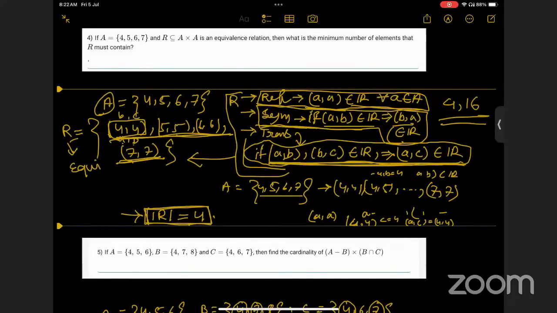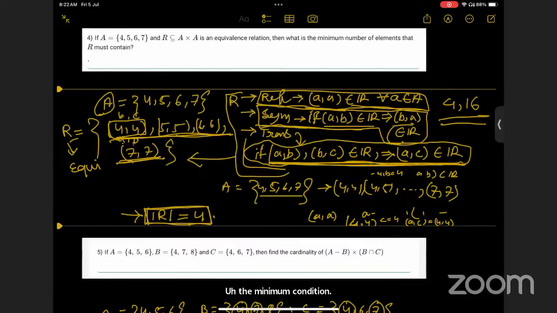Yeah, you can unmute yourself now. Ma'am, as you said, reflexivity is the minimum condition for equivalence. So hence we have taken the terms as 4, 4, 5, 5, 6, 6. I did not understand how we are taking this as the minimum condition to be reflexive.